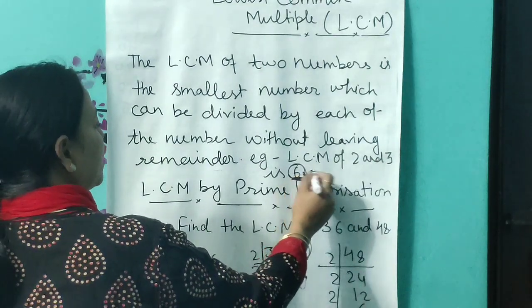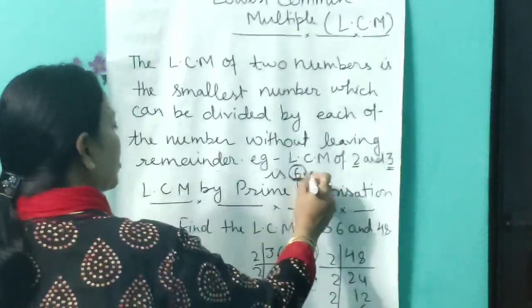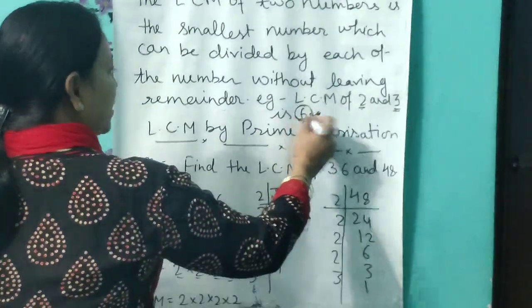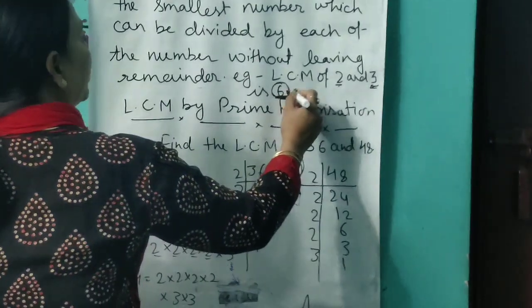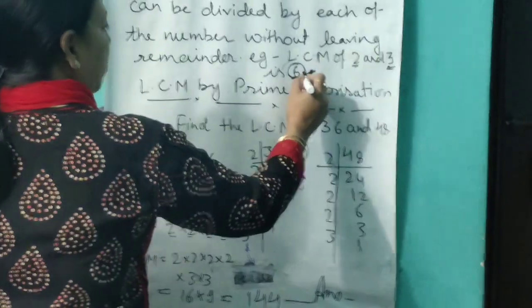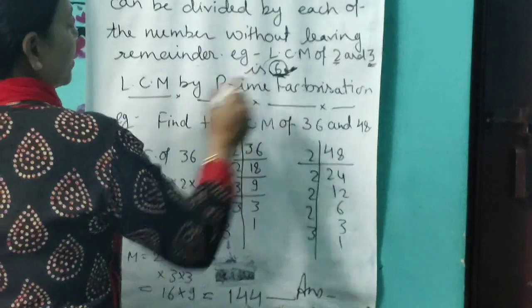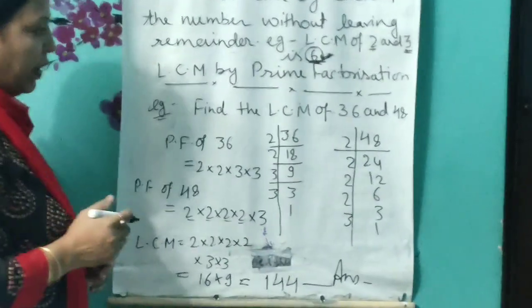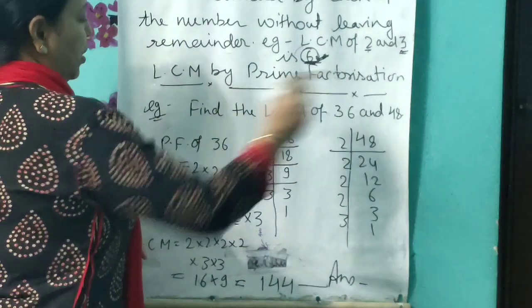So this 6 is divisible by 2 also and it is divisible by 3. This is the least number, the smallest number, which is divisible by 2. 2 3s are 6, and this is also divisible by 3, 3 2s are 6. It means the LCM of the two numbers is the lowest number which is divisible by each of the numbers. Now we will discuss some methods by which we can find the LCM of the given numbers. In that, the first one is LCM by prime factorization method.